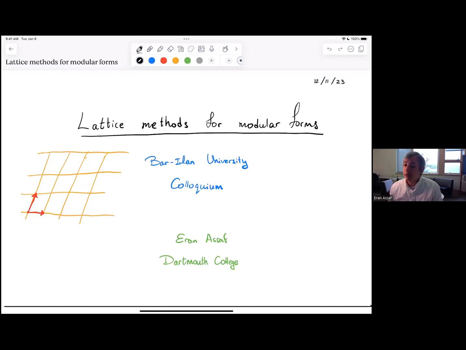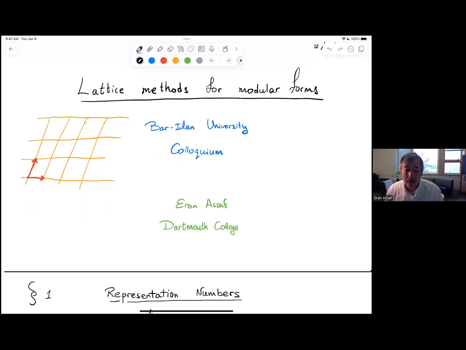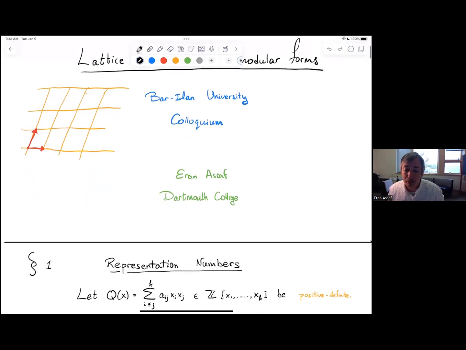So I do number theory, and in number theory we care about things like the integers and rationals. Maybe a very classical question that one can ask in this context is the question of representation numbers.